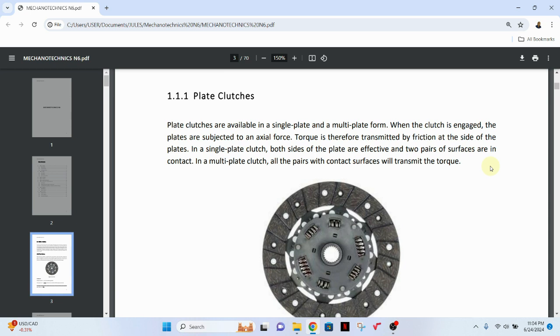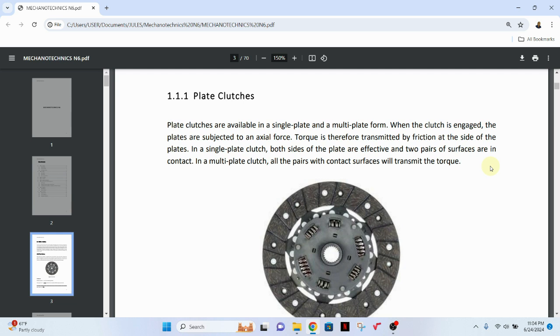So you have pairs of contact surfaces and the friction between them, that is pretty much what is being used, okay? So torque is transmitted by friction at the side of the plates. Okay, and you can have one pair of contact surfaces, two pairs, or even eight pairs of contact surfaces. So with plate clutches, you have more than one contact pair. As the plates contact each other, friction arises, and that frictional force can be used to create torque, which is then transmitted, and so on and so forth.